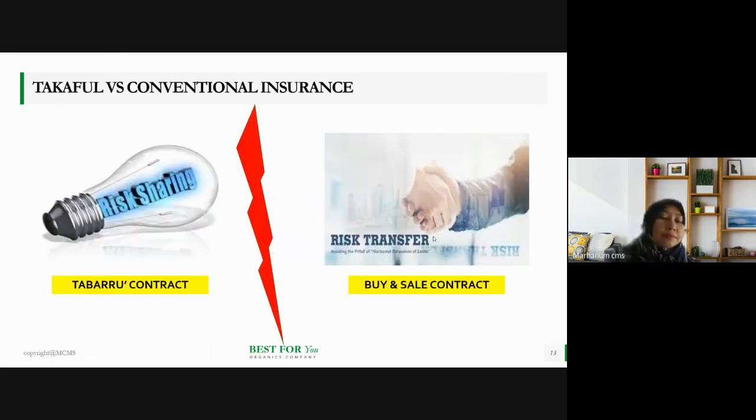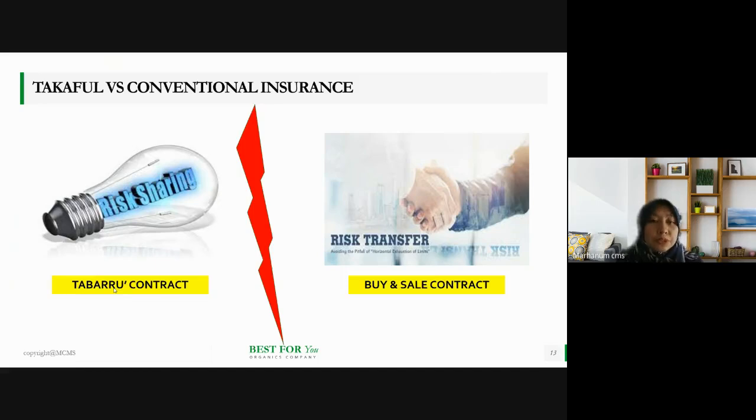In Takaful, the contract that is adopted is the tabarruk contract. What is a tabarruk contract? A tabarruk contract is a donation contract, with the donation coming from the participant, from the customer. When the customer approaches the Takaful operator and informs them that they want to protect their life, the Takaful operator says yes, we can cover your life, and then you have to pay a certain contribution.